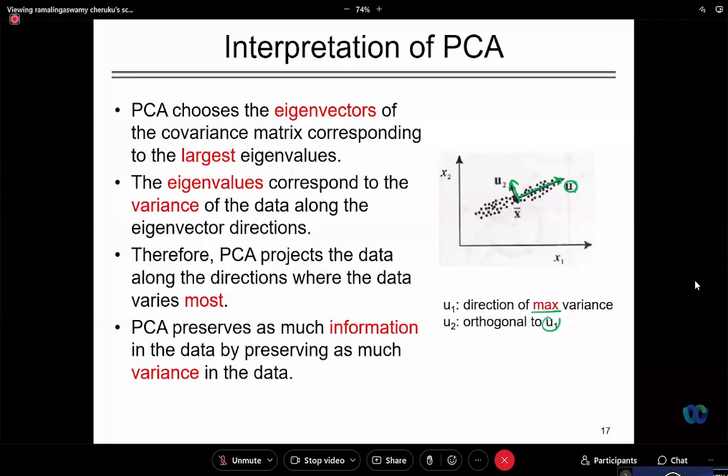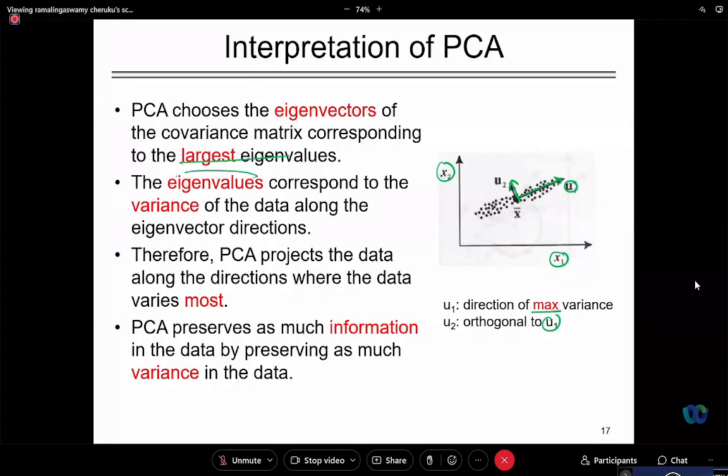Here the input dimension is 2, so obviously we have only 2 principal components. PCA chooses the eigenvectors of the covariance matrix corresponding to the largest eigenvalues, which means you have to sort them. The eigenvalues correspond to the variance of the data along the eigenvector direction. What will this eigenvalue represent?